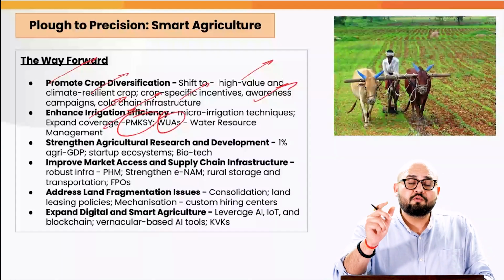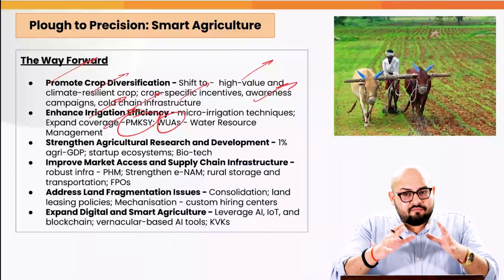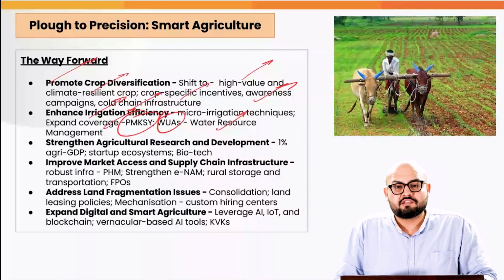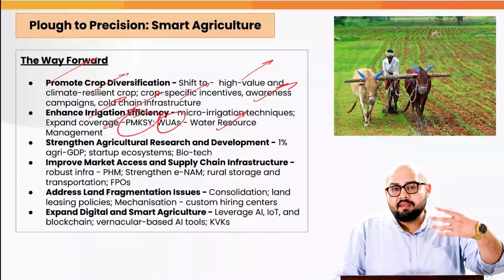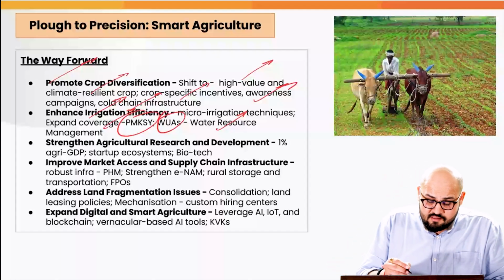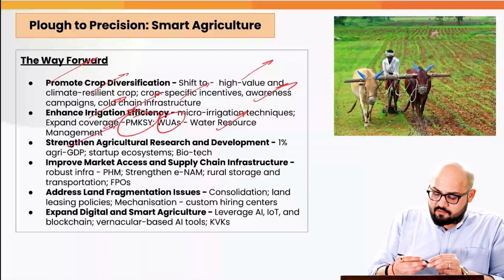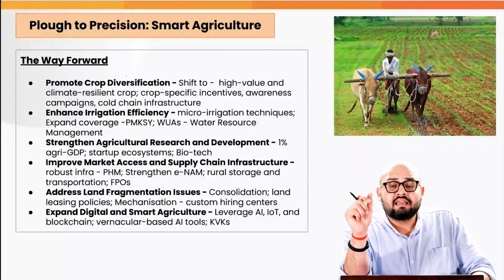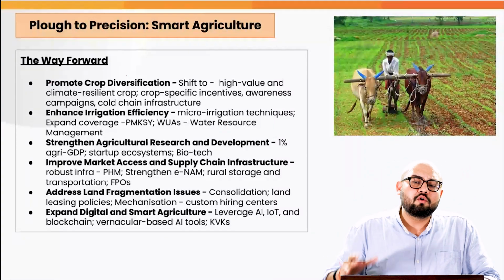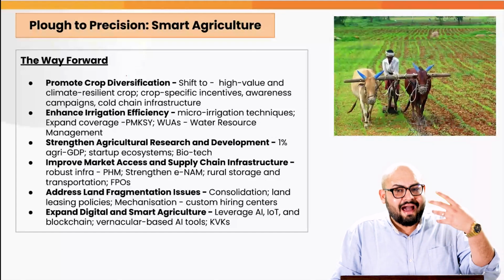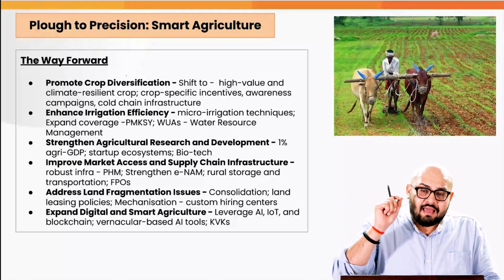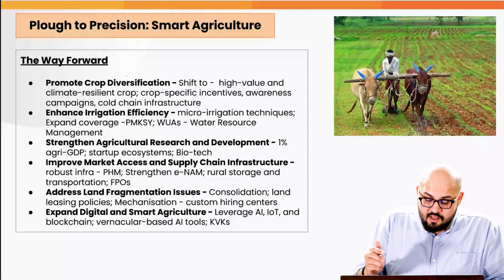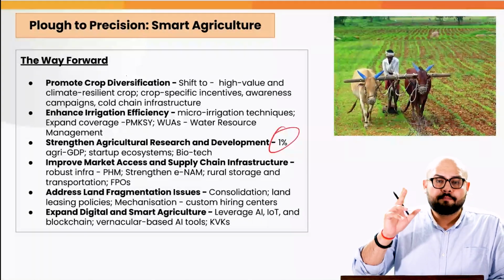Next is water user associations, very important. So we have different water user associations. They should focus upon effective water resource management, be it groundwater or surface water. Next is strengthening agriculture research and development, very important. If we want to focus upon making new climate resilient varieties of seeds, or new seeds which are more high yielding, we should focus upon enhancing the overall extension services and the overall R&D, research and development. At least we have to raise this amount to 1% of the agri GDP.